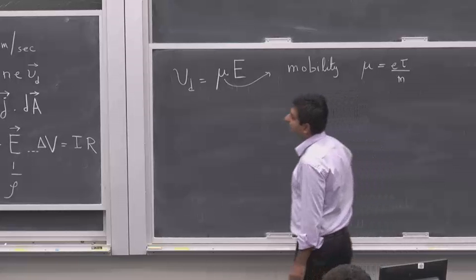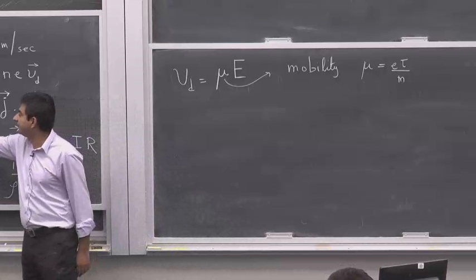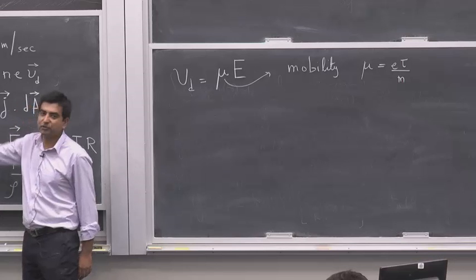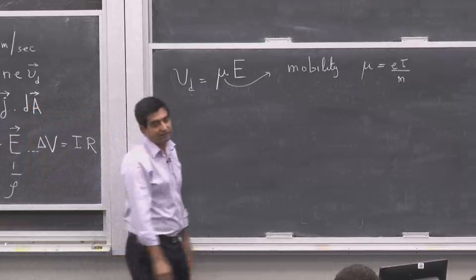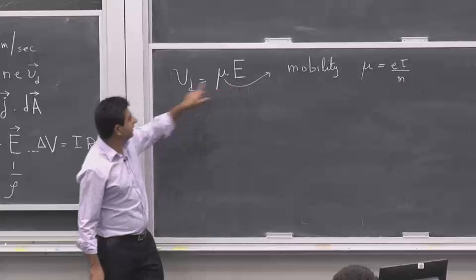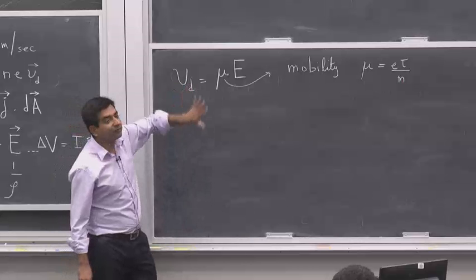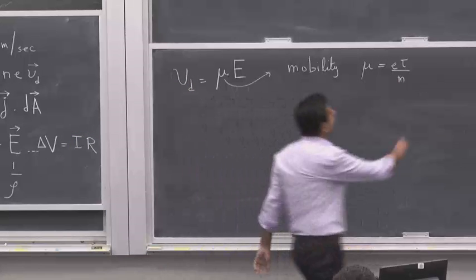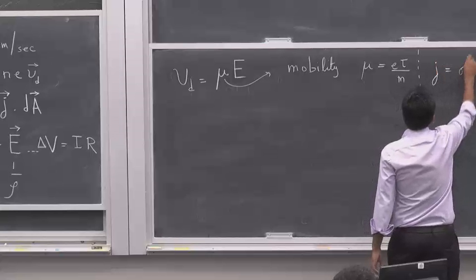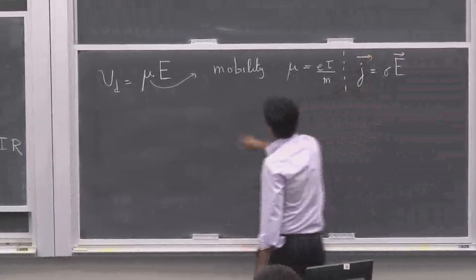Right. And this mobility also features here. This is n into E into the mobility. So higher the mobility, higher will be the conductivity. But remember that there is a relationship between the electric field and the drift velocity. This is also the Ohm's law. So this is one form of the Ohm's law. The other form of the Ohm's law is J equals sigma E. This is also the Ohm's law.